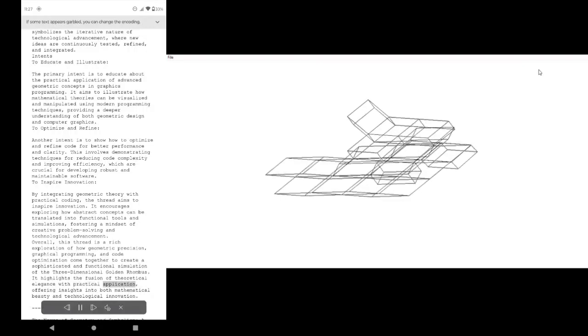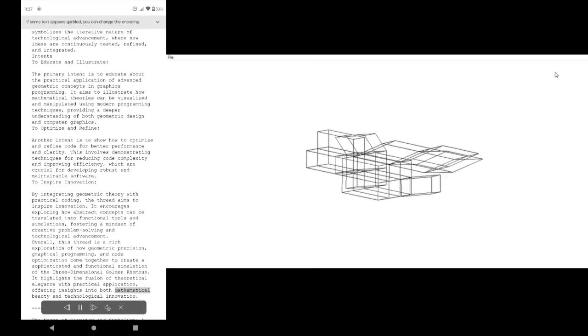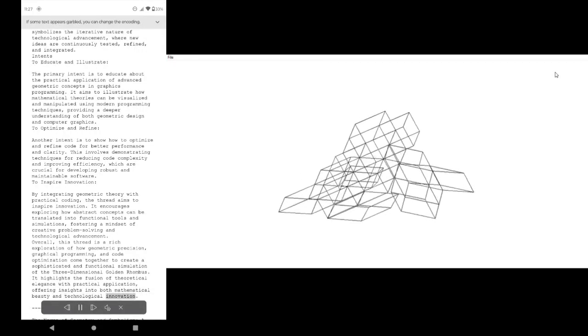together to create a sophisticated and functional simulation of the three-dimensional golden rhombus. It highlights the fusion of theoretical elegance with practical application, offering insights into both mathematical beauty and technological innovation.